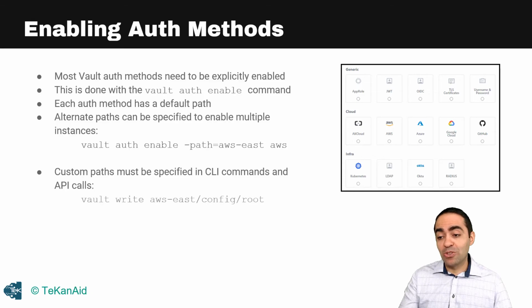But once you do that, you start to need to use that custom path everywhere. So if you're writing configuration like this vault write command that you see, you're going to need to use the aws-east path as opposed to the default aws path that you would have to specify. So keep that in mind when you are writing configs, when you're retrieving secrets or anything else within Vault, not necessarily with authentication methods. Whatever path you've defined is what you need to use moving forward.